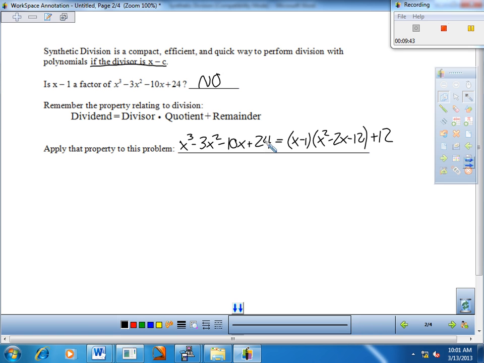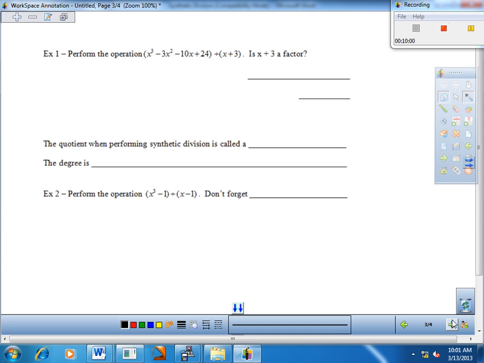All right, well, let's go try it out a little bit, just some practice on this, and show you at least where it's headed, but we're really going to hit the ground running on this next unit when we pick it up. So here we go. Example 1, perform the operation. And by the way, it looks like I kept the same dividend there, divided by x plus 3, and then, is x plus 3 a factor?